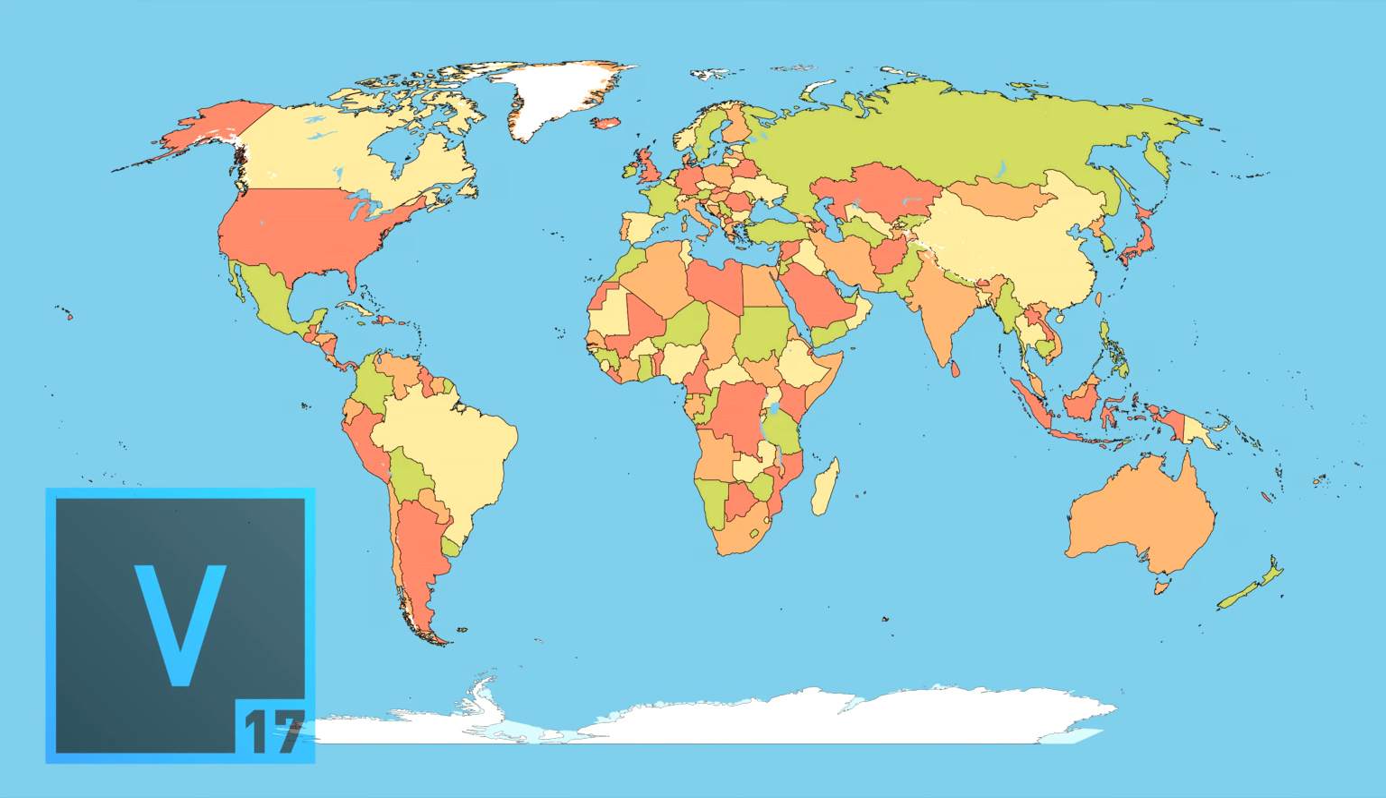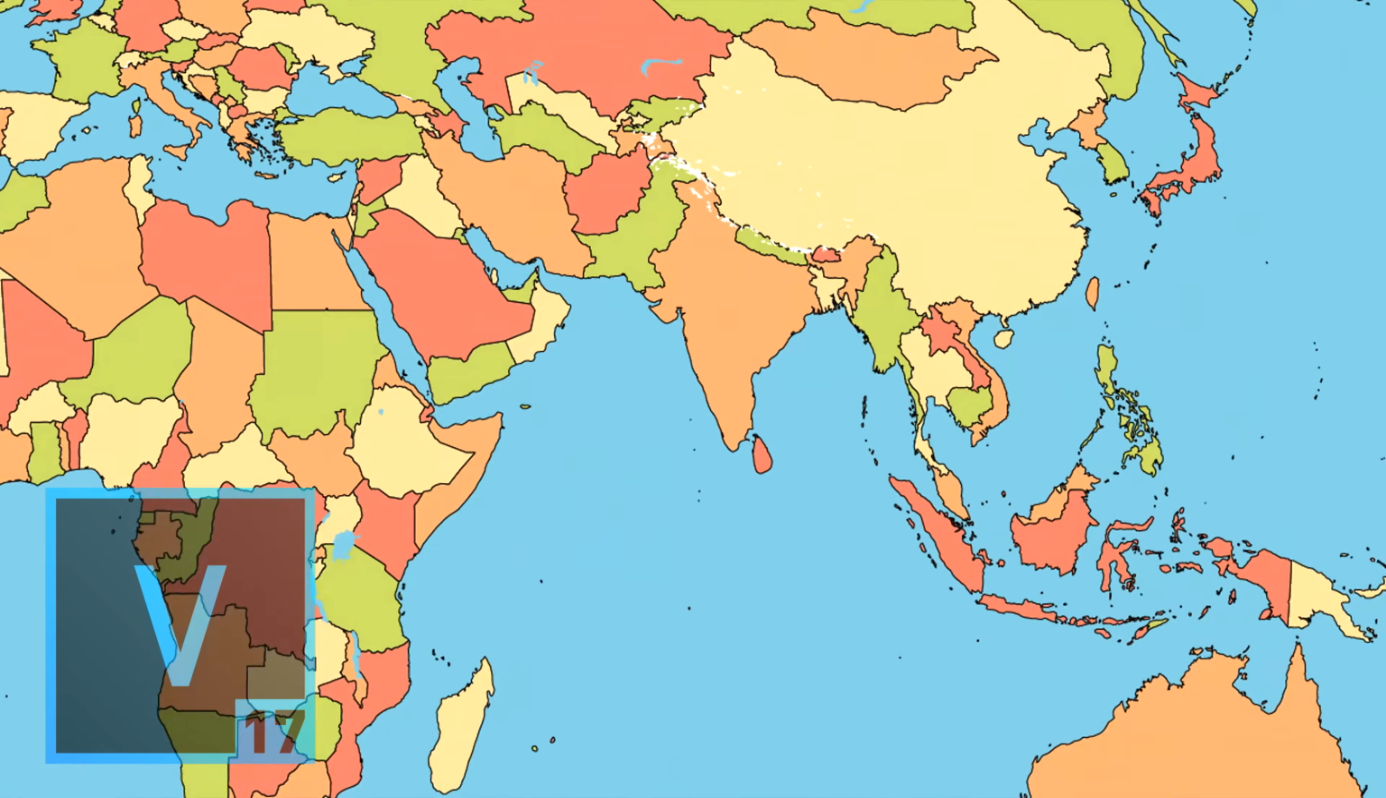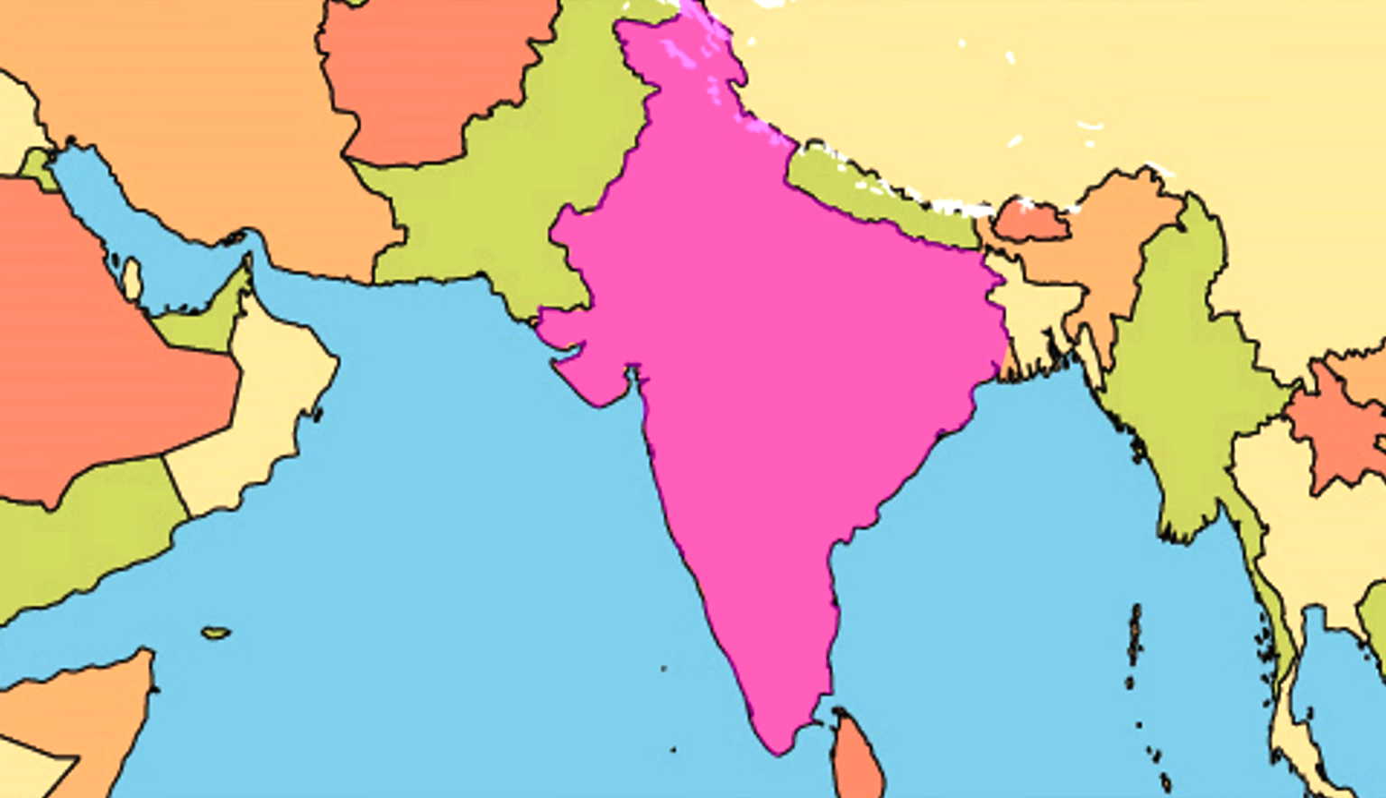Today we're going to talk about how to move things around and highlight things on a world map. What I'd like to highlight about India is that I've never been.